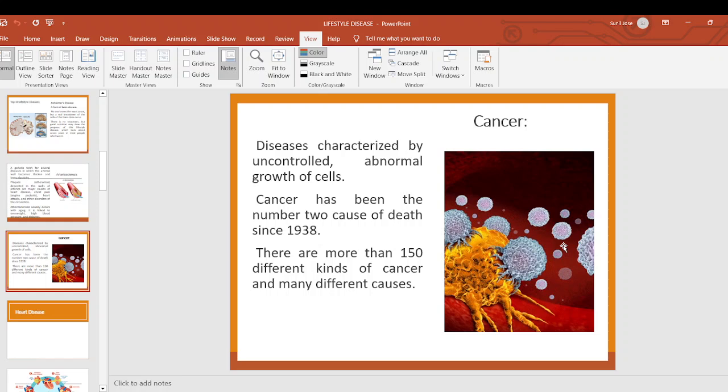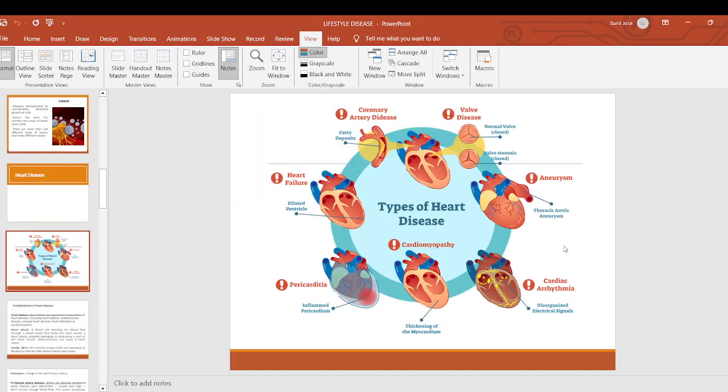So what we can do is make sure that we take care of our normal life in a proper way. If we take care of our life in a very proper way, we won't have this kind of problem. So that is the case with cancer.